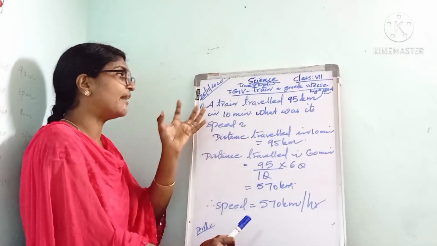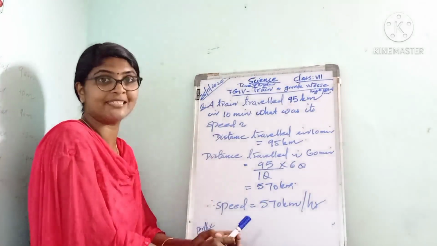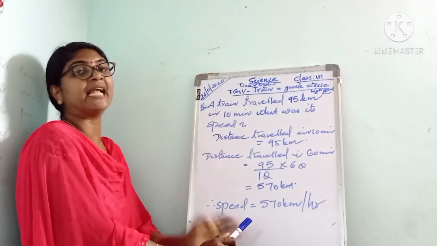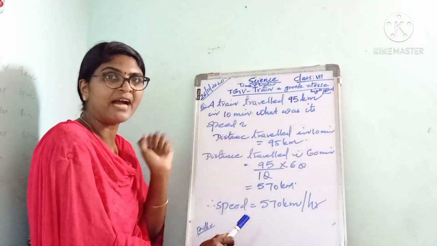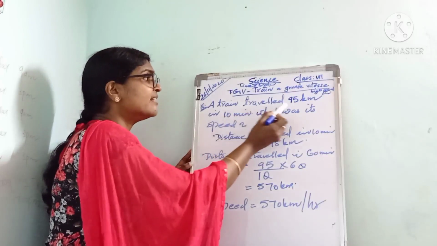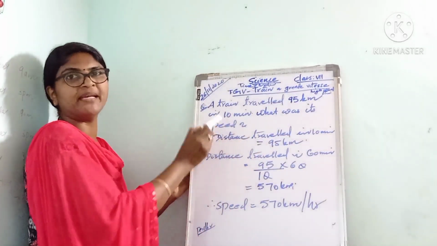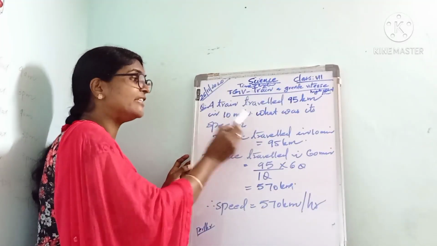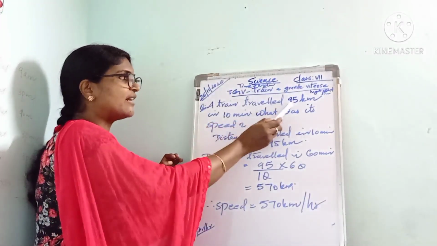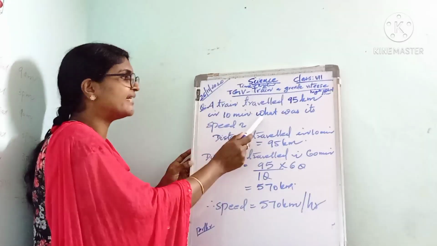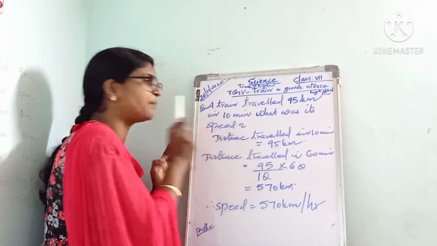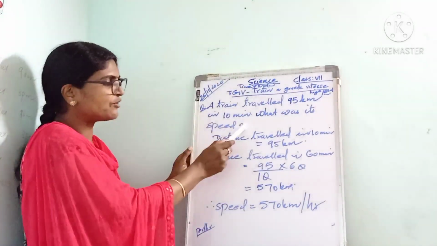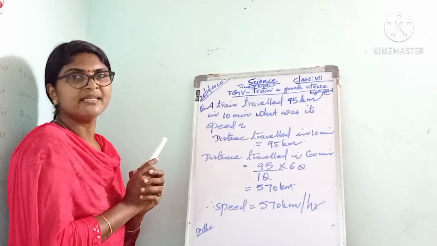Then we can calculate the speed of the train using a numerical. Here we have a numerical. A train traveled 95 kilometer in 10 minutes. What was its speed? We have to calculate the speed of the train.